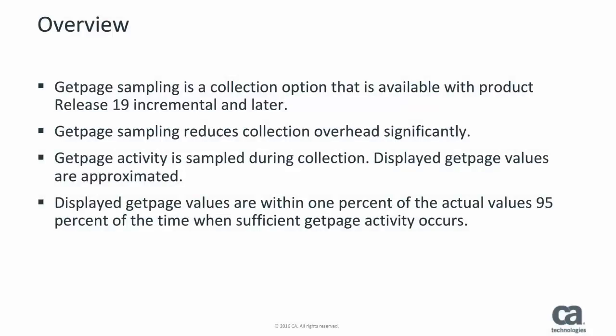Getpage sampling is a collection option that is available with product release 19 incremental and later. Getpage sampling reduces collection overhead significantly. Instead of capturing all Getpages for databases, table spaces, tables, indexes, datasets, and dataset extents, Getpage activity is sampled at the rate that you specify. Displayed Getpage values are approximated and are within 1% of the actual values 95% of the time when sufficient Getpage activity occurs.